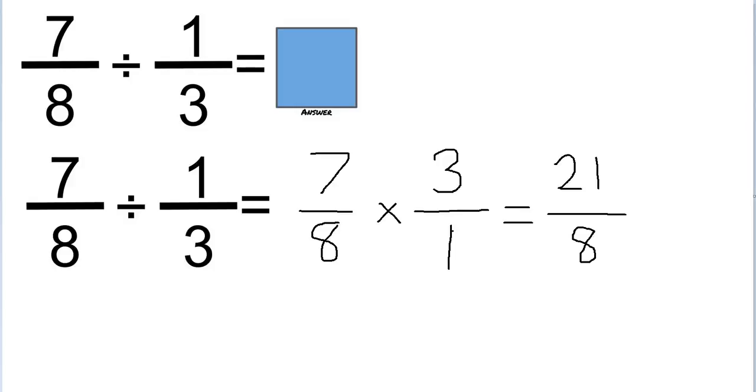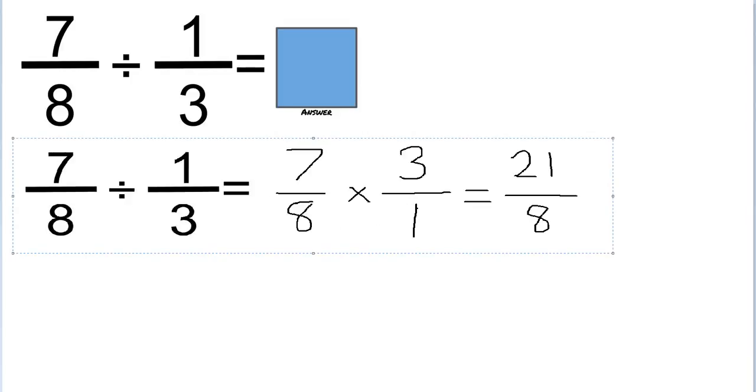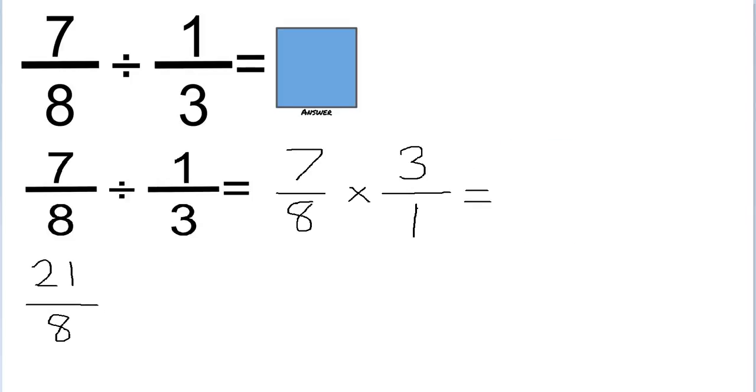So I'm going to kind of make some room here. And I'm going to do that by just taking all this and making it a little bit smaller. It's going to look a little funny. All right, I'm going to bring my 21/8. I'm going to copy that and bring that down here. Okay.